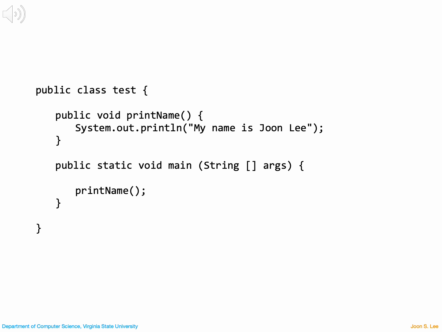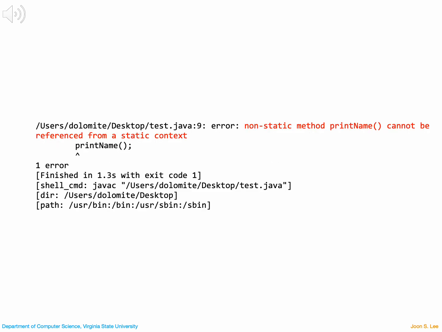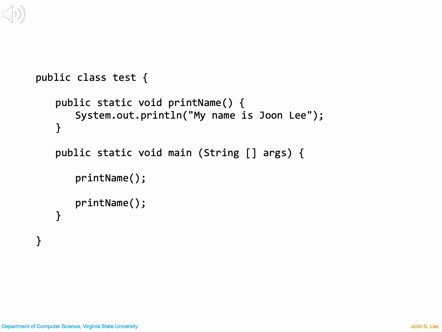This code will not compile. PrintName is an instance method, but main is static. Static methods cannot directly call non-static methods. There is no object here, so Java doesn't know which instance to use. To fix this, we must either create an object or make PrintName static. PrintName is now a static method, so it can be called directly from main. No object is needed. Each call to PrintName executes the same code, so the message is printed twice.